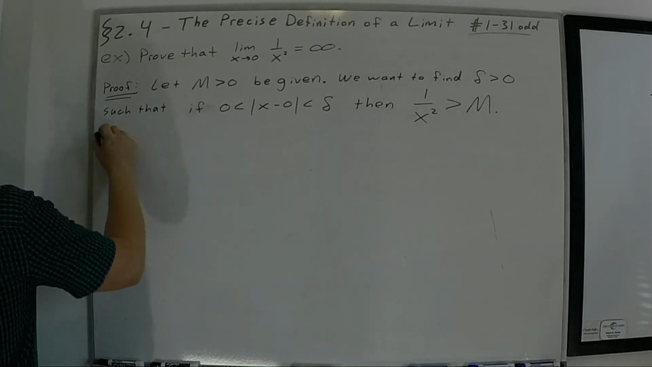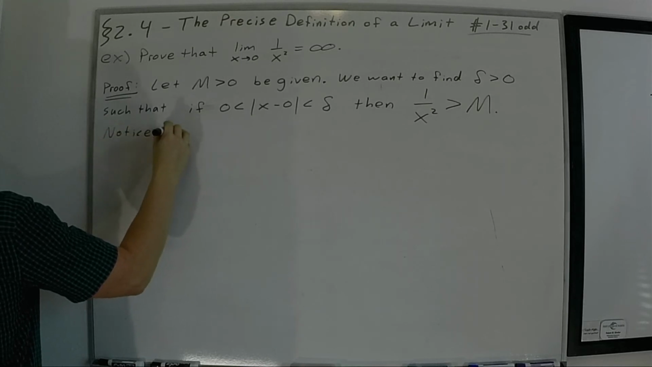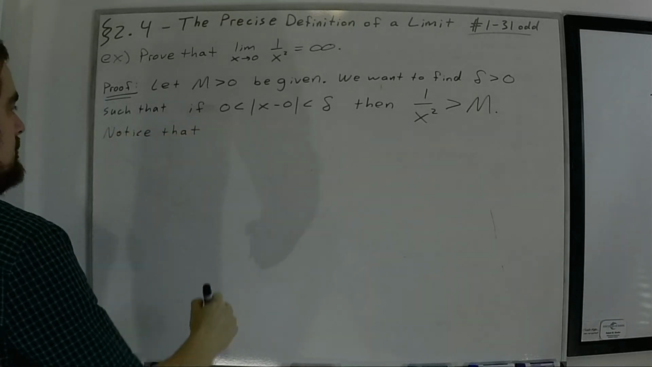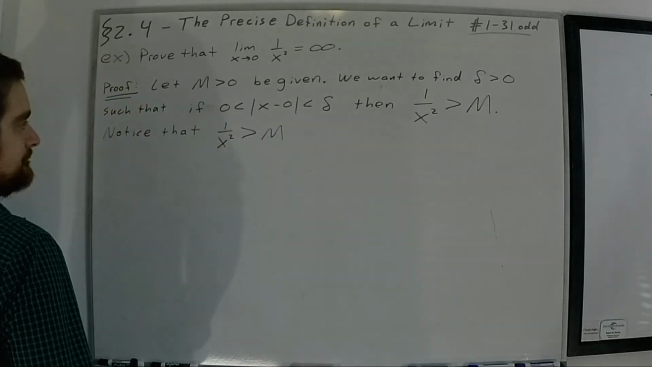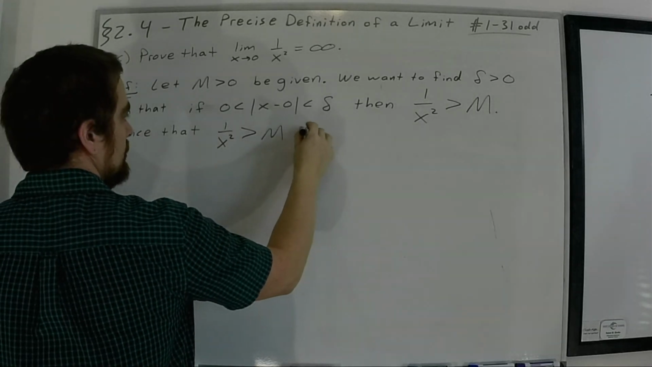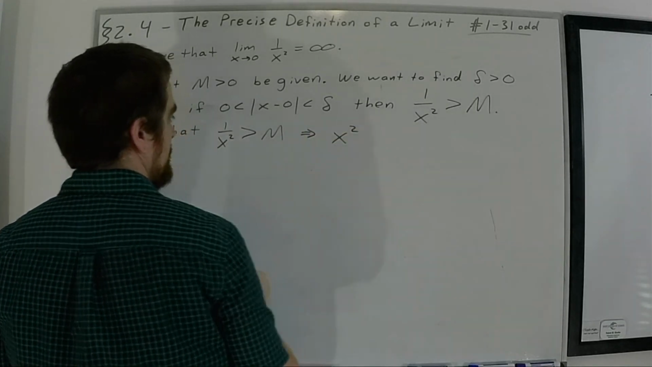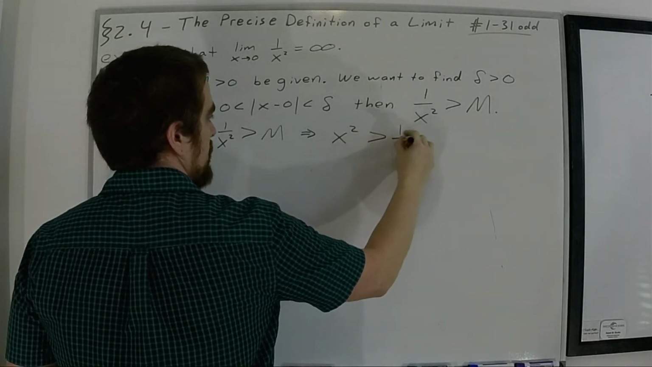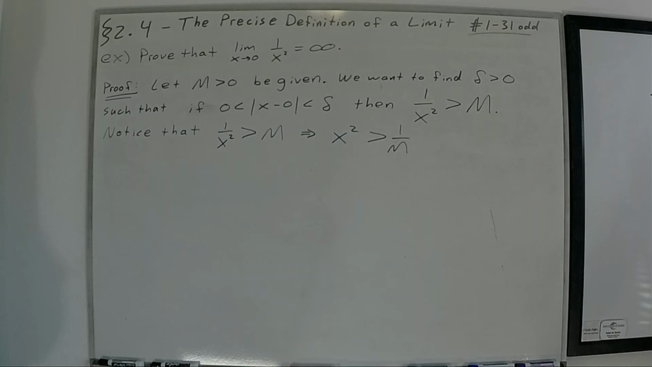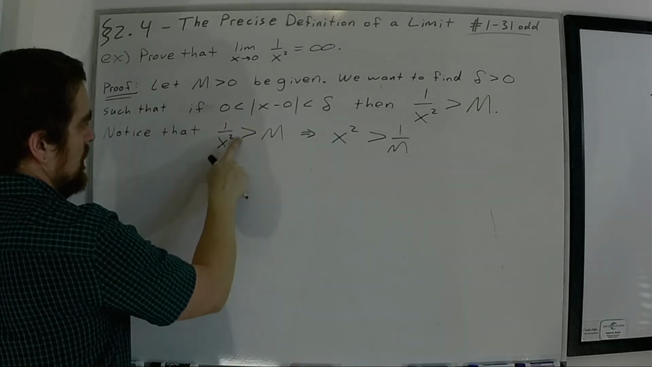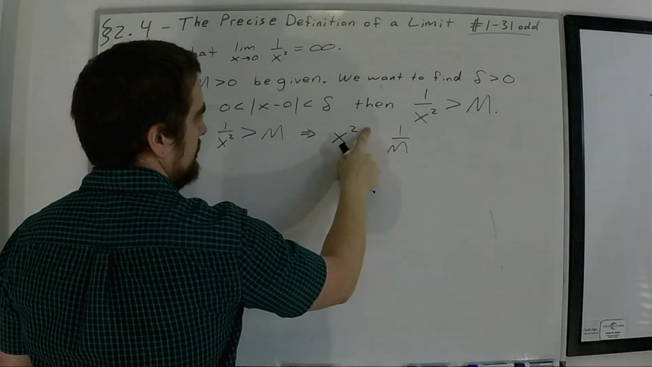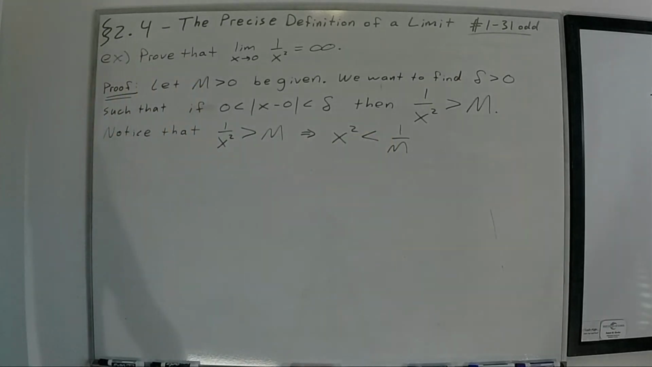So again, now we start to do some play. I'm going to say, notice, 1 over x squared greater than capital M means that x squared is greater than 1 over M. Actually, I'm sorry, we're taking reciprocals here, right? If this reciprocal is larger than capital M, then x squared must be less than 1 over M.